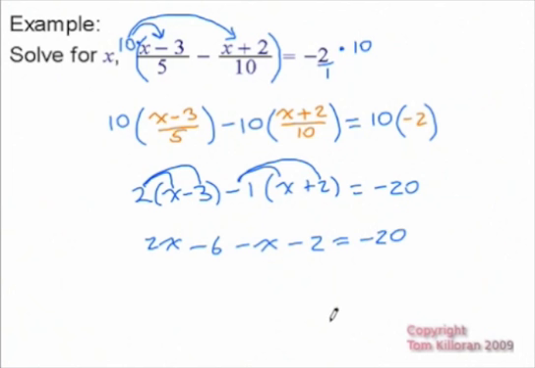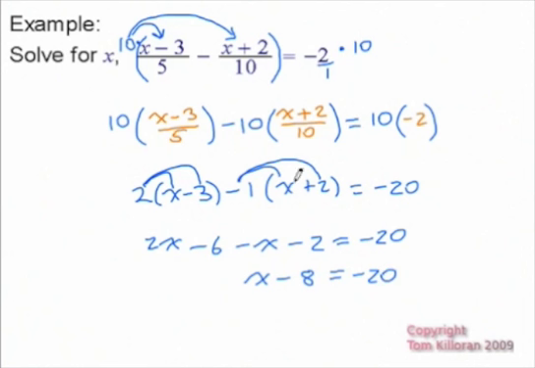Now after you get rid of parentheses, usually what you want to do is get the variables on the same side of the equation. But you better notice that these two variables are on the same side of the equation. You don't need to move them. You just need to commute these two pieces around to get the x's next to each other. So 2x minus x is better known as x. Negative 6 minus 2 is better known as negative 8. And this will equal negative 20.